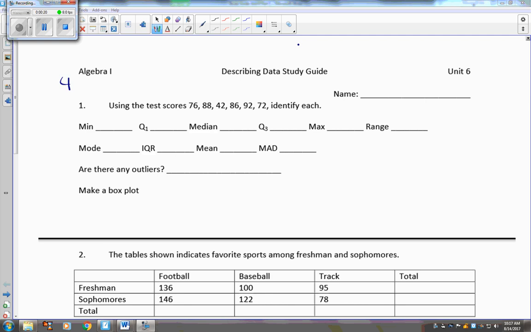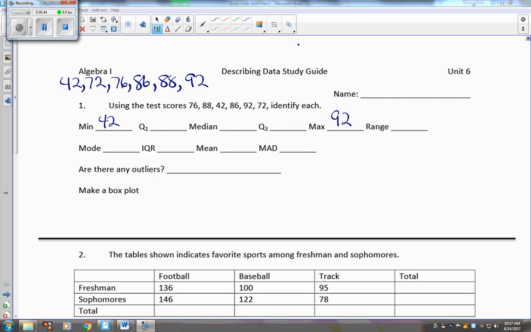So we have 42, 72, 76, 86, 88, and 92. And we want to pick the minimum. The minimum value is obviously 42. And I'm going to go ahead over here and do the maximum, which is 92.